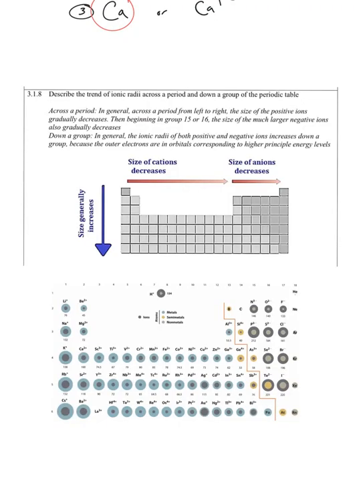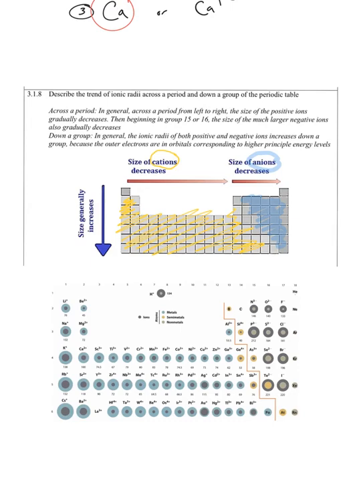Now let's take a look at the general trend in the size of the ions. This side of the periodic table is the side that has the metals. Metals form cations, so you can see here it says size of cations. The other side of the table is the anion section. All of this is the anions, and you can see here that it says anions. Be careful.